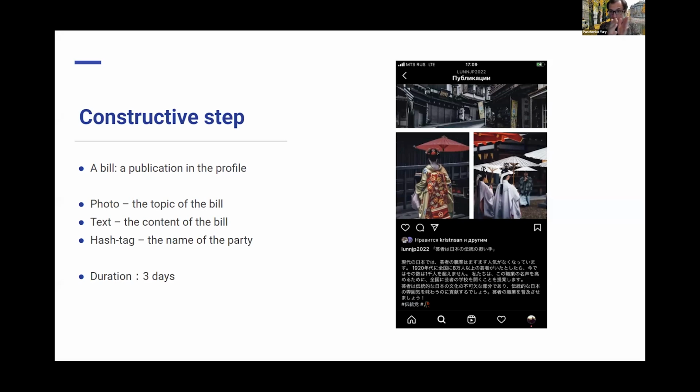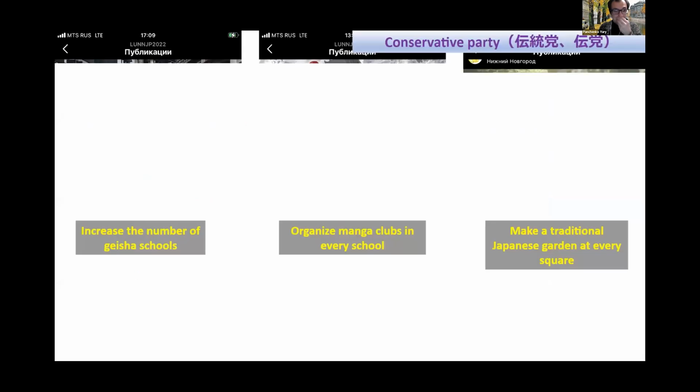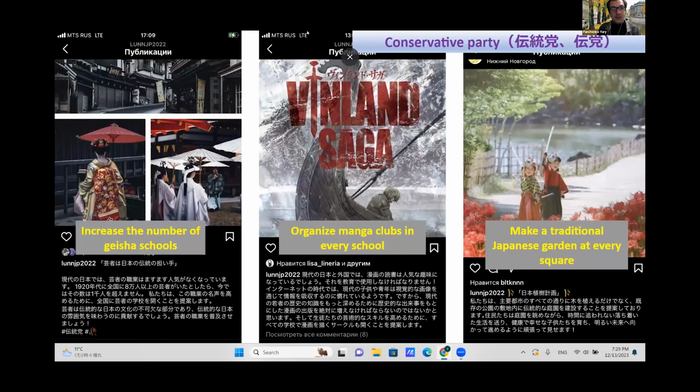The first step of the project was to create such publications, to make the digital content. Some examples: the Conservative Party had to defend all the ideas that were proposed in the units of the textbook, sometimes a little bit exaggerated, like increase the number of geisha schools, organize manga clubs in every school, make a traditional Japanese garden at every square in the city. And here they had to defend this idea, why they consider this necessary.